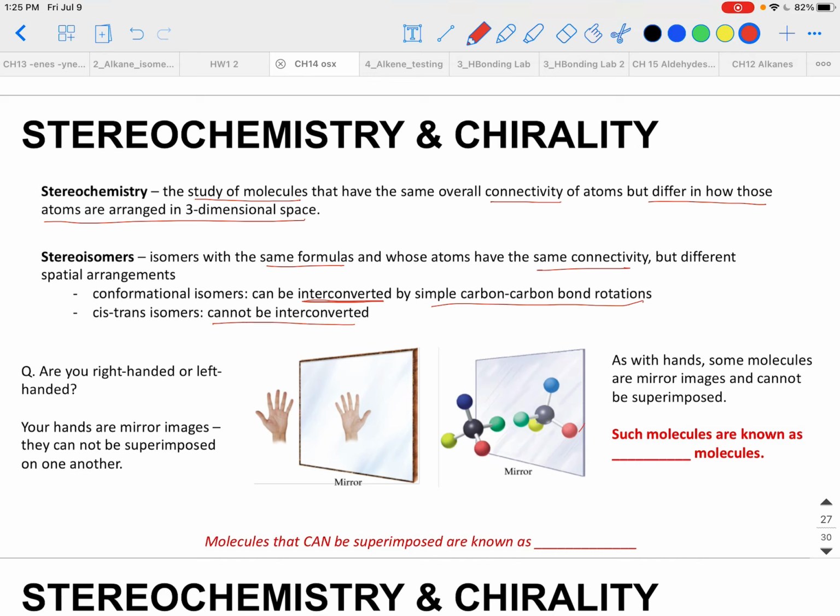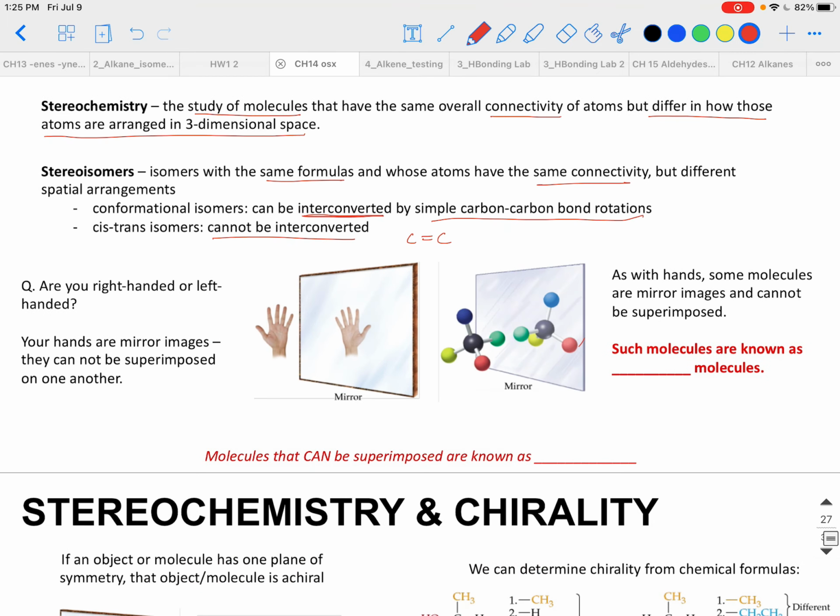Cis-trans isomers are different. They are stereoisomers, but they cannot be twisted to make each other look the same, because you have the carbon-carbon double bond in cis-trans isomers, and you can't twist or rotate around that. So cis-trans isomers are stereoisomers, yes, but they cannot be interconverted to look like one another.